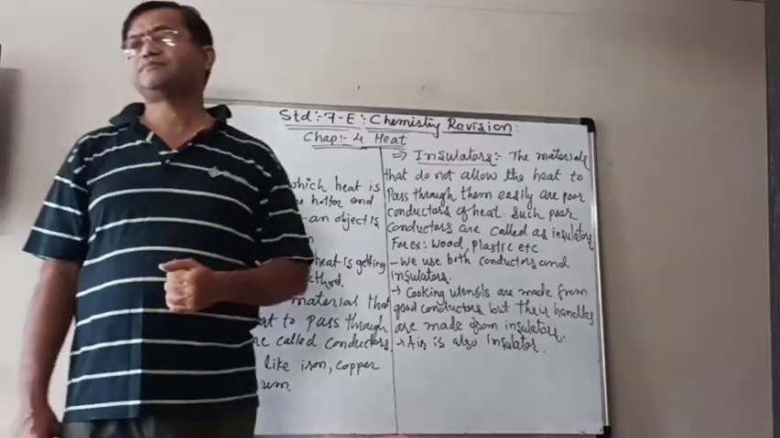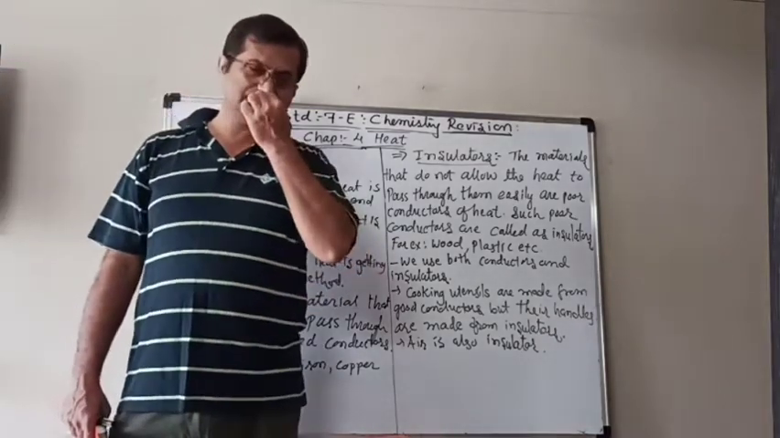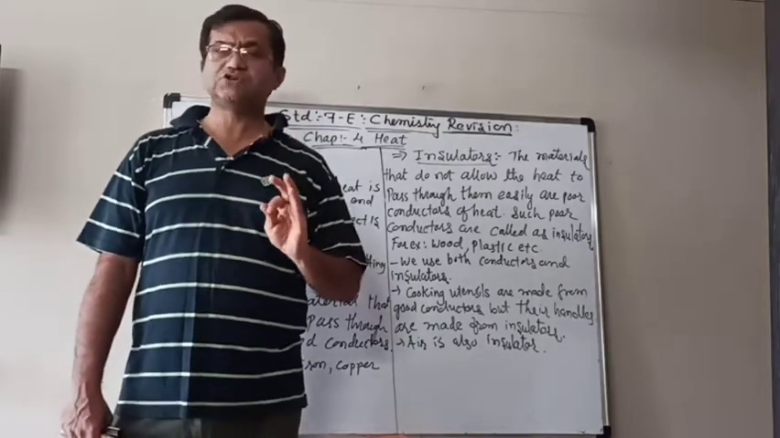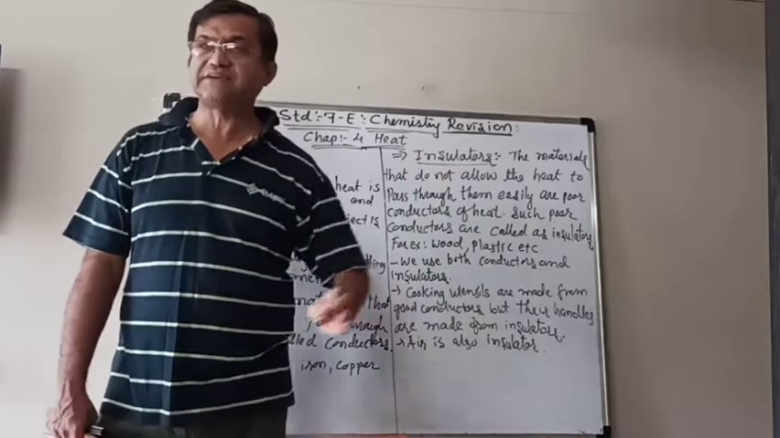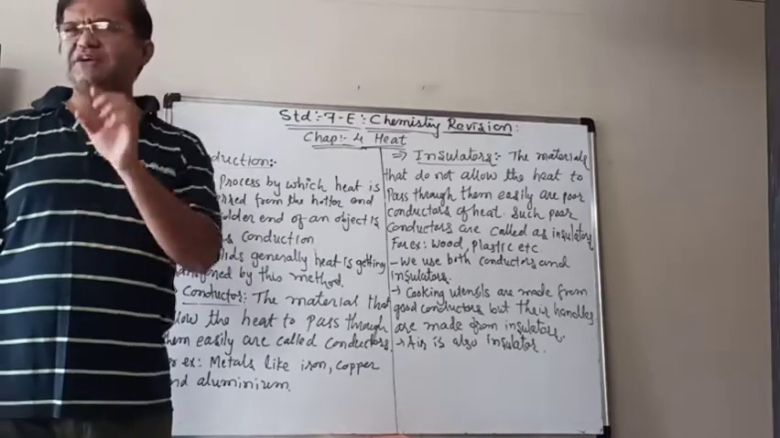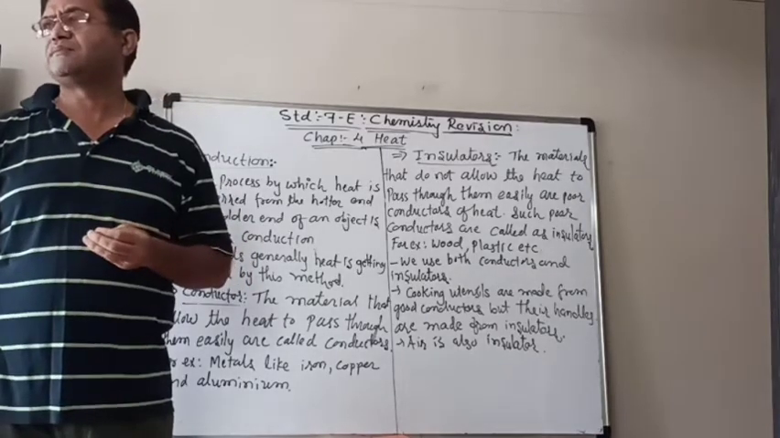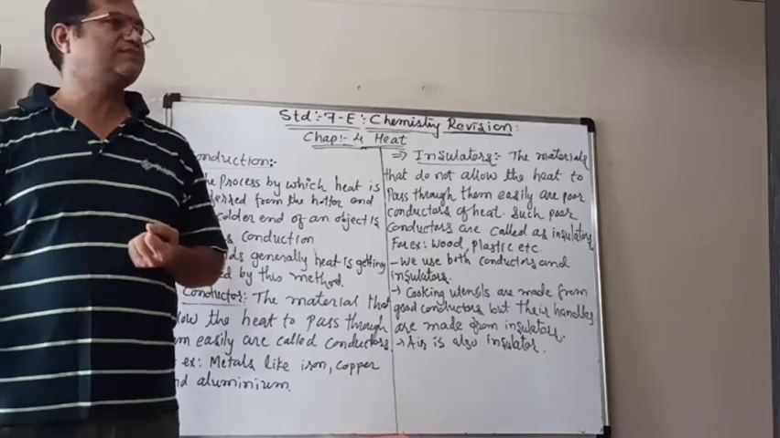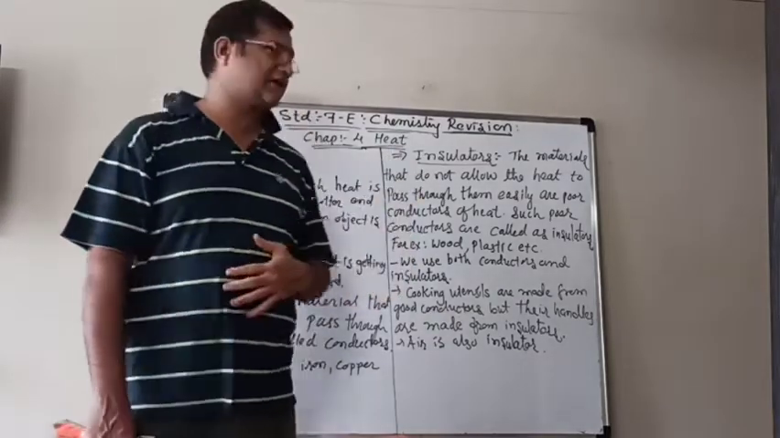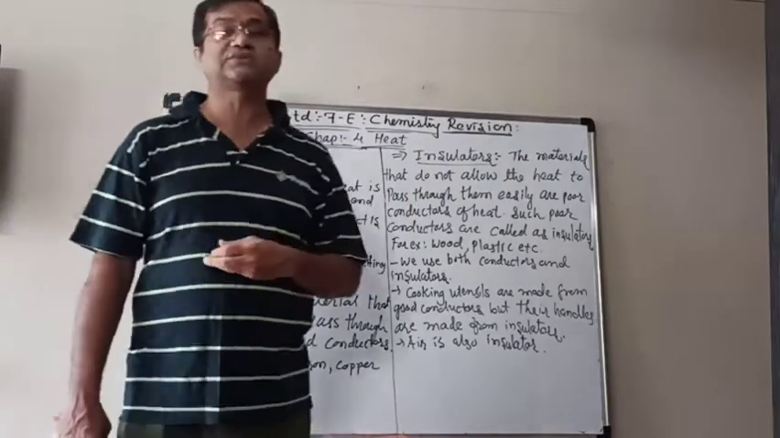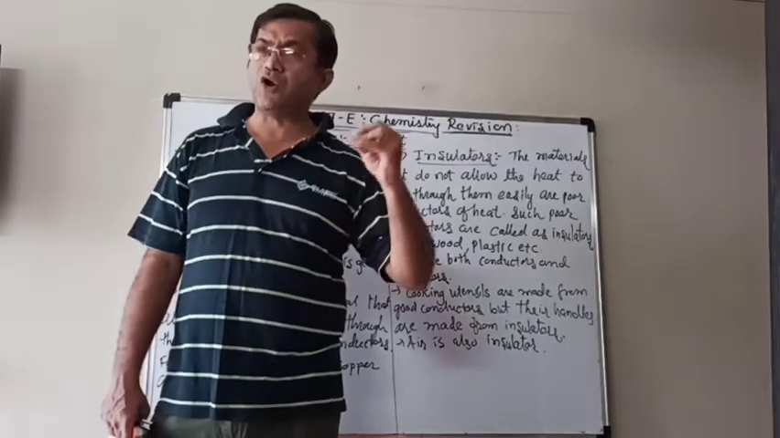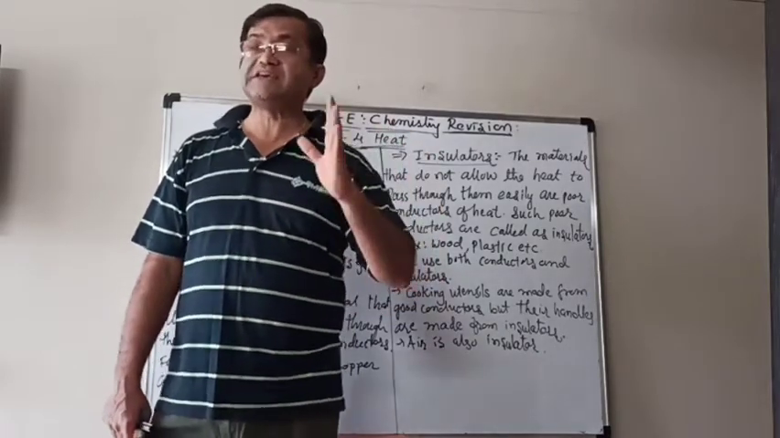On the other hand, the other materials which do not allow the heat to pass through them easily, meaning it passes but only a little, not a large amount, are also known as bad conductors or poor conductors of heat. And these poor conductors of heat are also known as insulators.